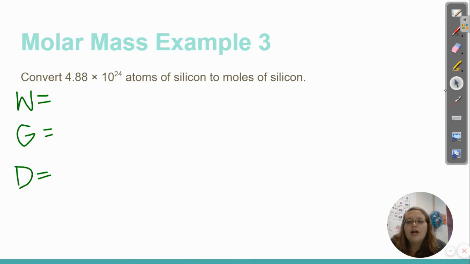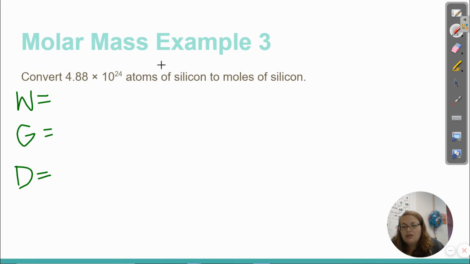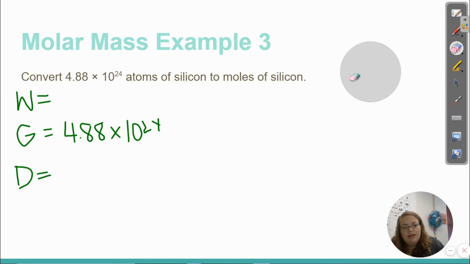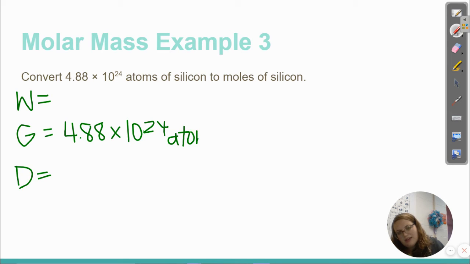All right, this one we're going to convert atoms of silicon to moles of silicon. So wanted, we do, all right, it says convert 4.88 times 10 to the 24. My handwriting is getting a lot worse. Okay, that's atoms of silicon, and we want moles of silicon.